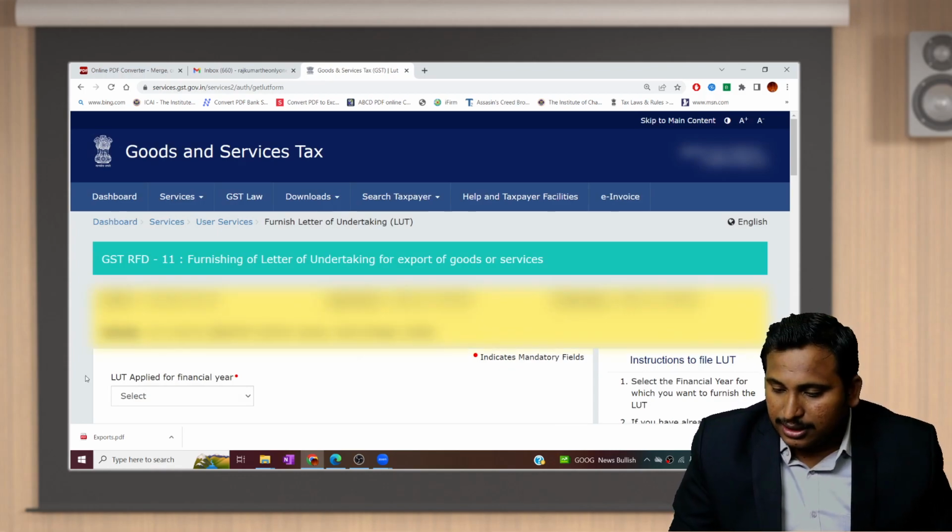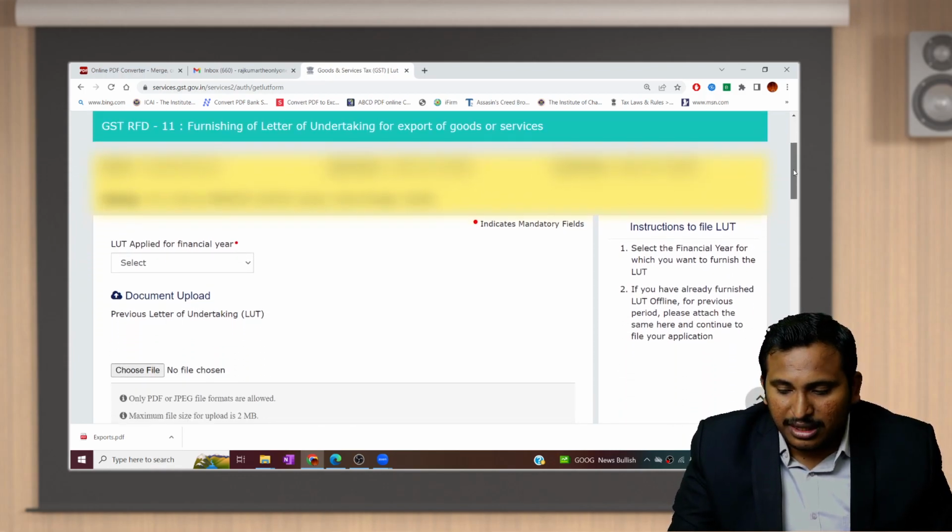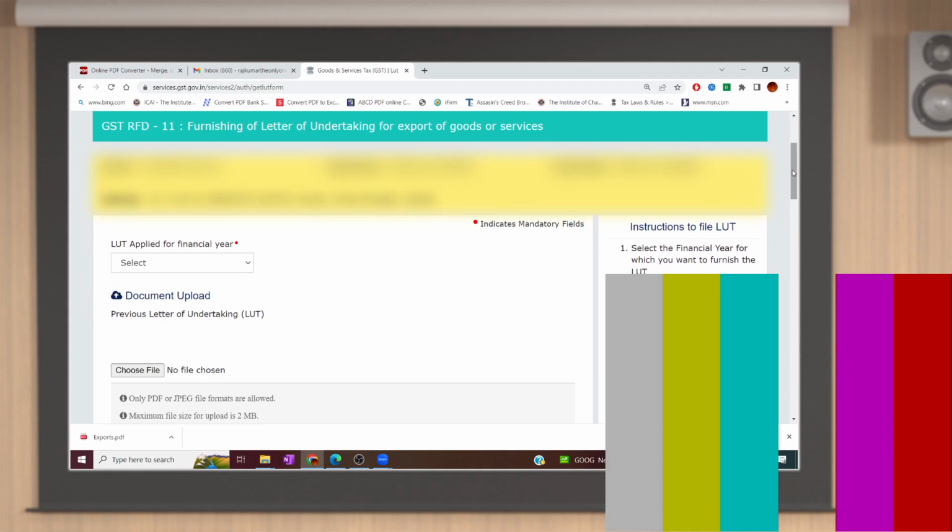Now let me tell you, if it is registration, you remember how many fields you filled. Almost 7 to 8 pages of data. But LUT is very simple, only one page we will fill. It is just a communication to the department that I want to go for exports without taxes, an official way of communicating.